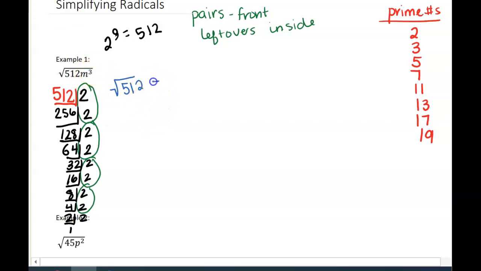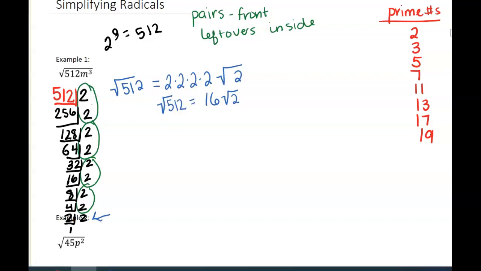This is going to equal 2 times 2 times 2 times 2, because there are 4 pairs, so 2 times 2 times 2 times 2 is on the outside, and then we have a leftover 2 on the inside. So 2 times 2 is 4, times 2 is 8, times 2 is 16, so 16 square root of 2. So the square root of 512 equals 16 square root of 2.